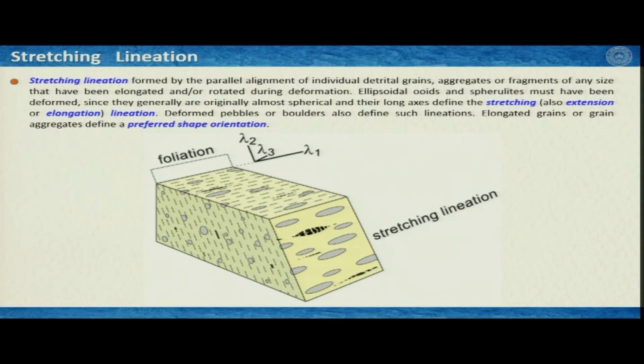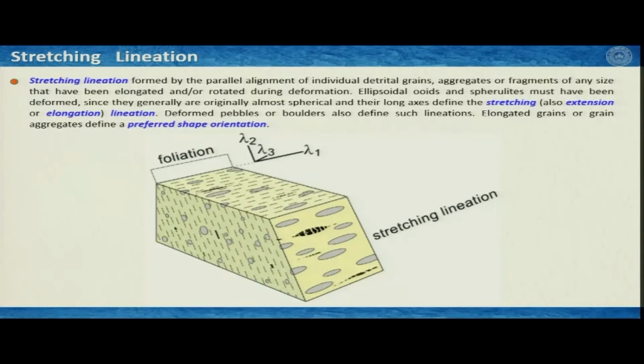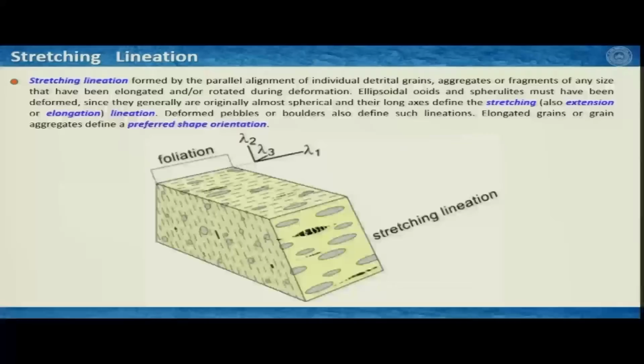The stretching lineation is another type of very special lineation, and it is formed by the parallel alignment of individual detrital grains, aggregates or fragments of any size that have been elongated and or rotated during deformation. So, that means that we have some random shaped grains in the pre-existing rock, and during deformation these grains or clasts got stretched or deformed along a particular direction. And if that happens, then deformed grains or clasts define a lineation, and this lineation is known as stretching or extension or elongation lineation. And sometimes these elongated grains or grain aggregates also define preferred shape orientation.